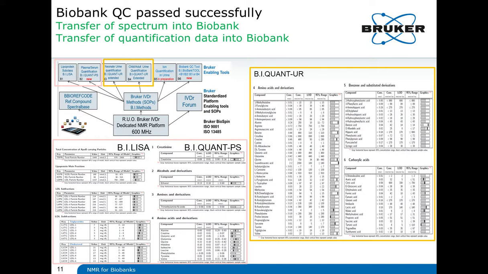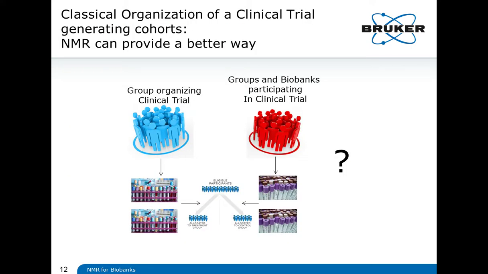And I mentioned already that you can add a lot of information besides the spectrum that can go into the biobank. So there would be, for example, the 150 compounds which are quantified automatically in urine. And we have the lipoprotein subclass analysis with up to 115 parameters. And we have the quantification of small molecules, which is done with exactly the same experiment in plasma and serum. So you can add a lot of information to the biobank.